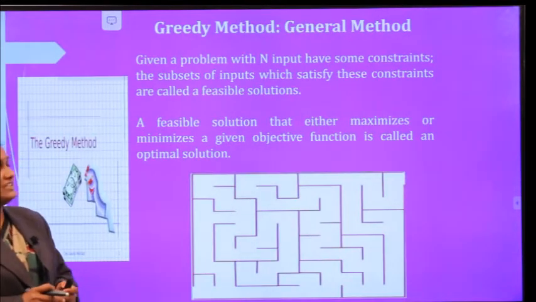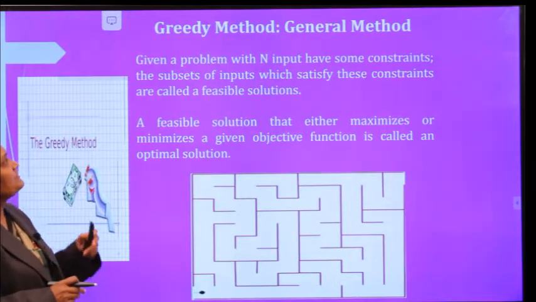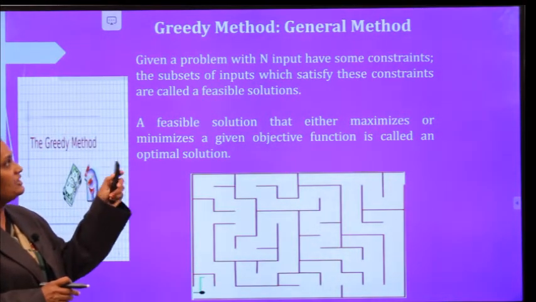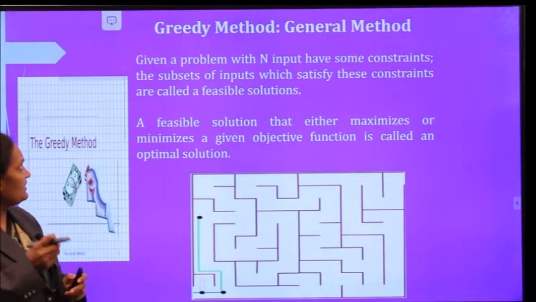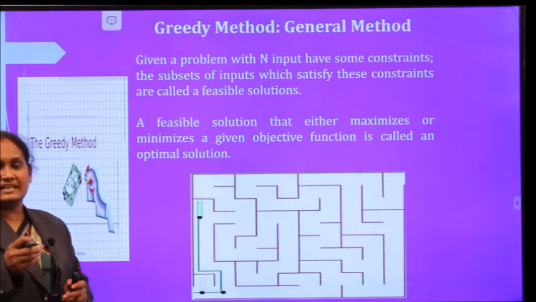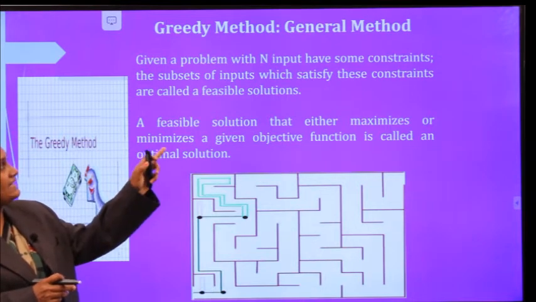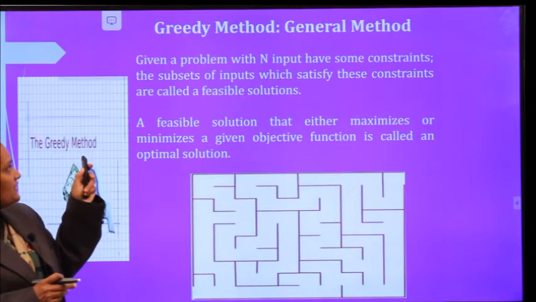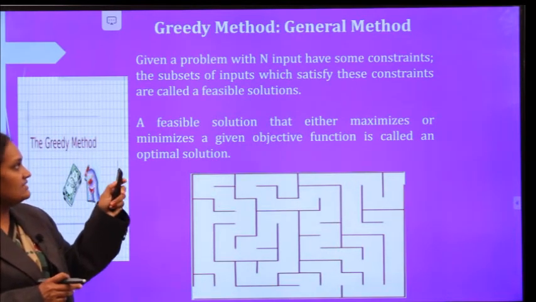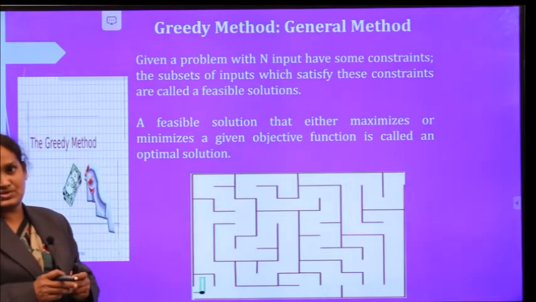Coming to the general method of greedy approach. What is the general method of greedy approach? Let us see. Given a problem with n inputs that has some constraints. Here we are given a problem which contains n inputs and that problem contains some constraints. The subsets of inputs which satisfy these constraints are called feasible solutions.